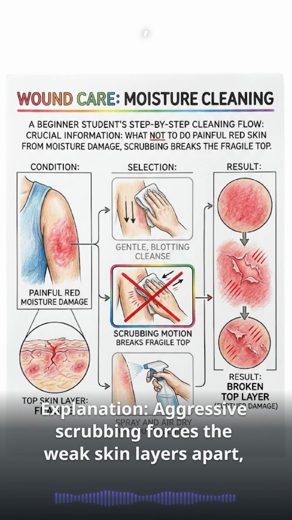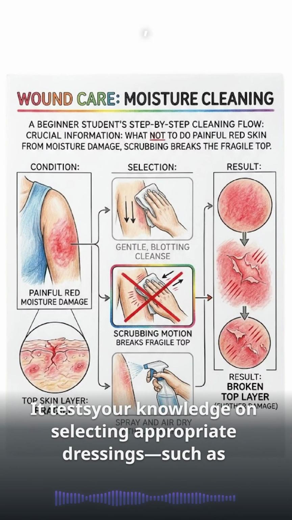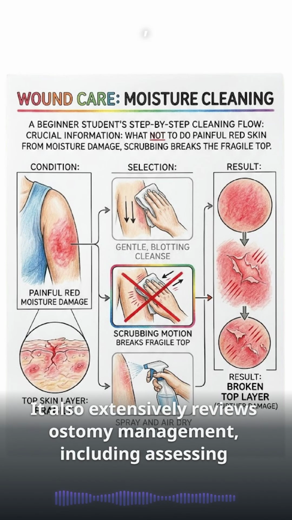Section 5, Advanced Dressings and Ostomy Care Management. This section covers advanced wound dressings and fundamental ostomy care. It tests your knowledge on selecting appropriate dressings, such as transparent films, hydrocolloids, and calcium alginate, based on wound drainage levels and infection status. It also extensively reviews ostomy management, including assessing stoma health, color and viability, protecting the peristomal skin, proper pouch measurement and application techniques, and patient education regarding diet and waste tracking.